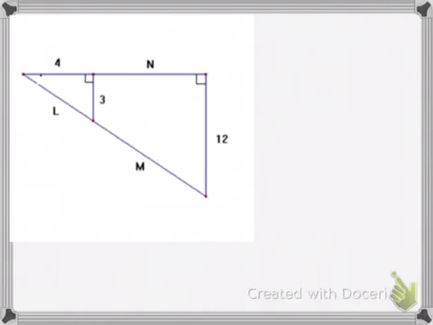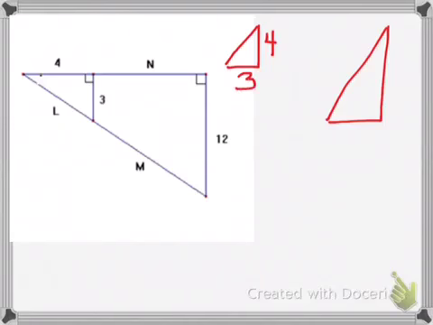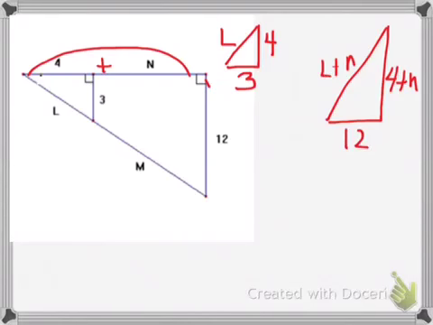Last example. On this one, again, I see two triangles, so I'm going to draw the smaller one, and I'm going to draw the larger one. I know this leg is 4, and this leg is 3. I want to find L, and I know that the bottom leg is 12. The top leg is 4 plus n, and the hypotenuse is L plus m.